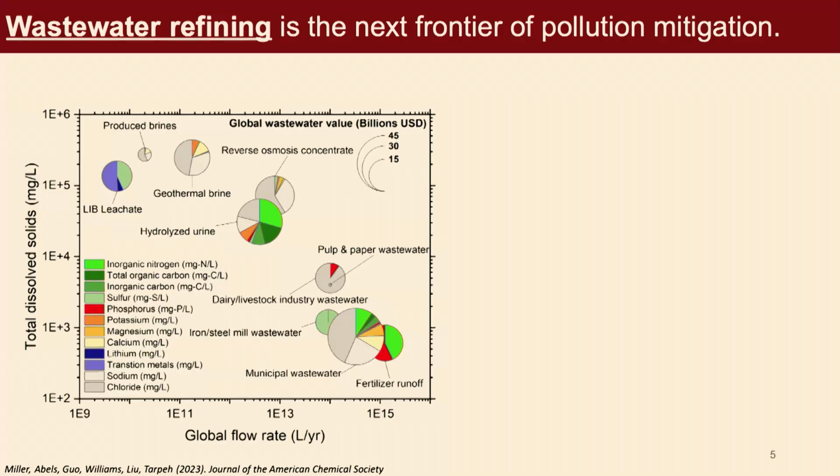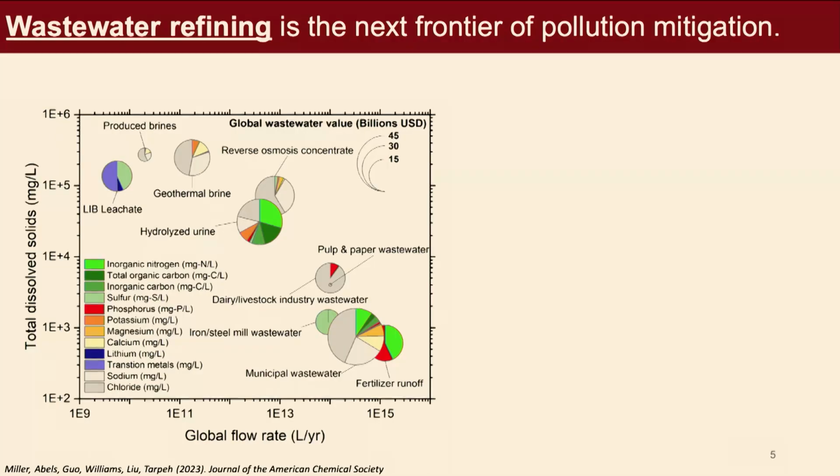So I told you we'd talk a little bit about wastewater. Here's a map of wastewater in one graph. Each of these pies that you see here is a different type of wastewater. The one you're probably most familiar with is municipal wastewater. That's when we flush our toilets, we take showers, and it goes down to your local treatment plant. That's the wastewater of interest.